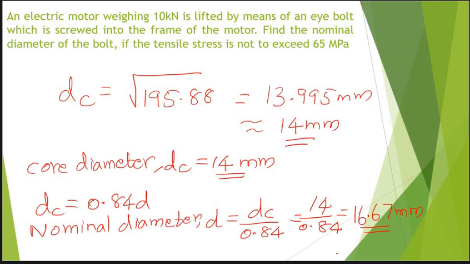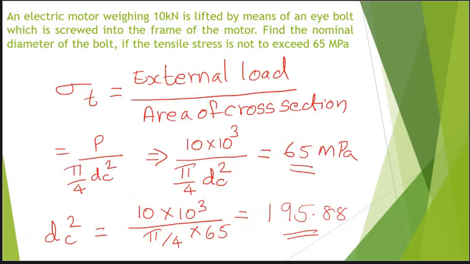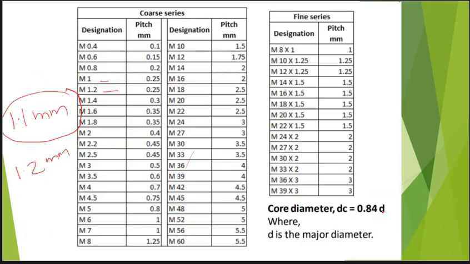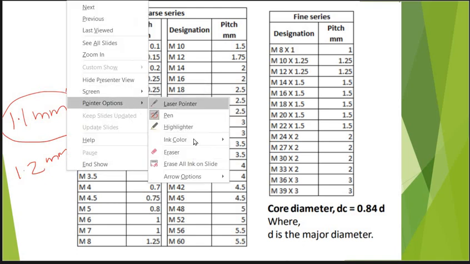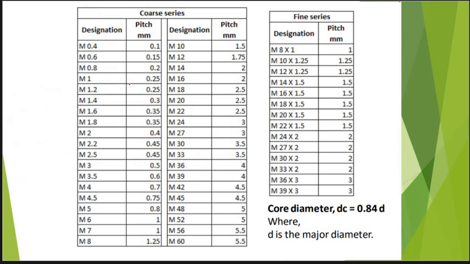Now we have to check whether 16.67 is a standard size or not. For that, we will consider this table. This table illustrates the standard size of all bolts. So for 16.67 mm, we have M16. After M16 is M18. So we will choose M18 as our bolt size.